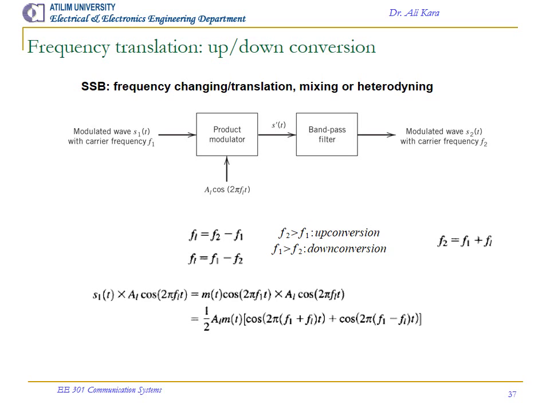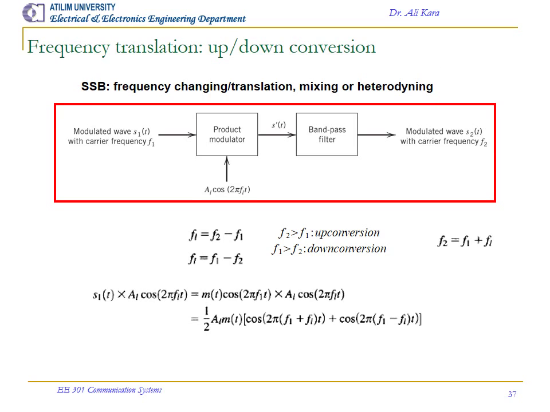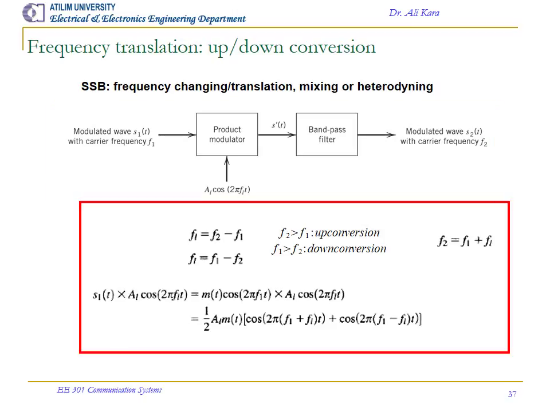Frequency translation, up/down conversion. SSB is open to frequency changing, translation, mixing, or heterodyning. The diagram shows how to change only the frequency of a signal s of t. The diagram does this: s1 of t multiplied by cosine 2 pi f_L t, which yields m of t cosine 2 pi f_1 t plus A_L cosine 2 pi f_L t, which is then written as 1/2 A_L m of t times, in parenthesis, cosine 2 pi (f_1 plus f_L) t plus cosine 2 pi (f_1 minus f_L) t.